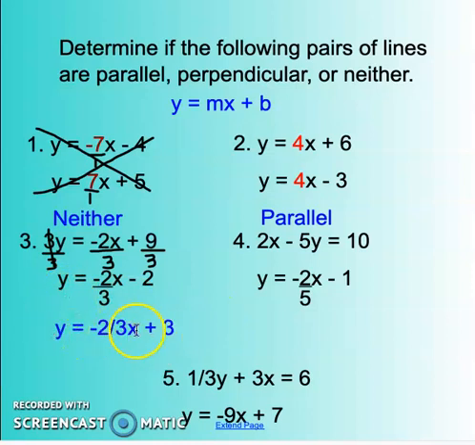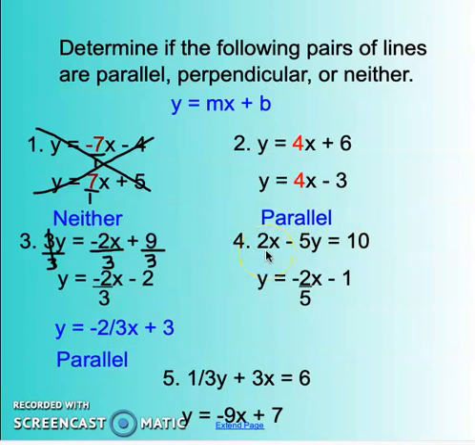Now, is this in y-intercept form? Or in slope-intercept form, I meant to say. Yes, it is. And if we compare the slopes, so here's m and here's m, they are identical. So actually, this one is parallel as well. Okay, how about number 4?